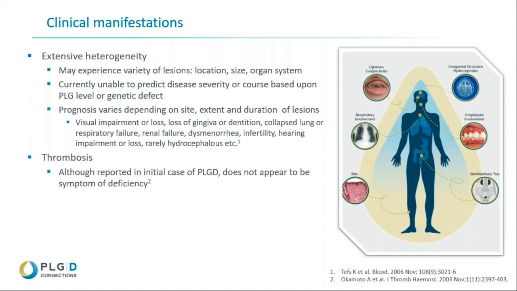The disease may result in visual impairment or loss of gingiva or dentition, collapsed lung or respiratory failure, renal failure, dysmenorrhea, infertility, hearing impairment or loss, and rarely hydrocephalus. Although thrombosis was reported in an initial case of plasminogen deficiency, it does not appear to be a symptom of the deficiency.